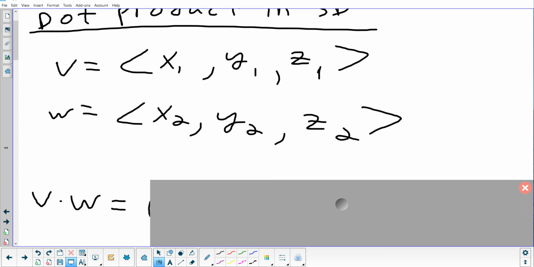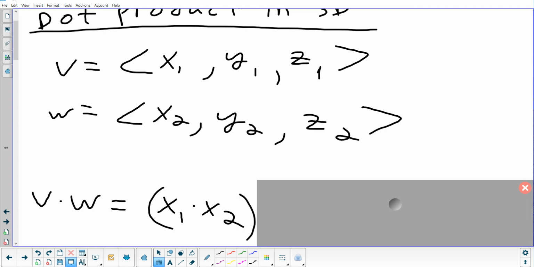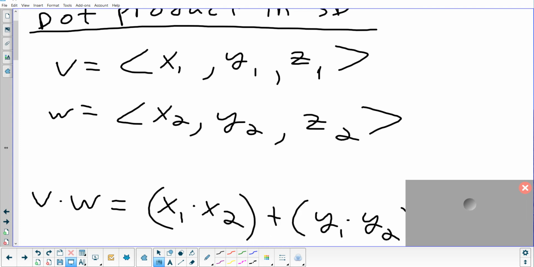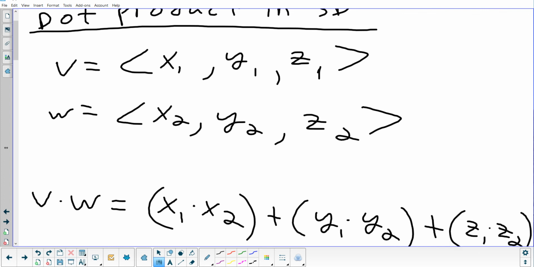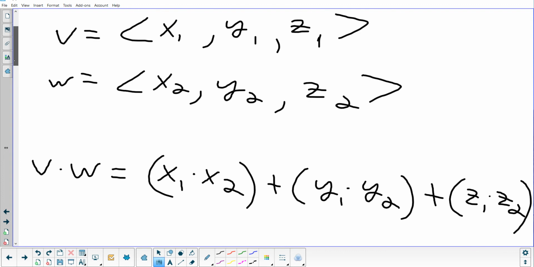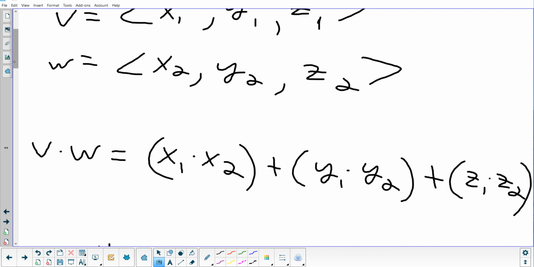Eli? Multiply the x's plus the y times the y plus the z times the z. Yeah. So yesterday, you multiplied the x's plus you multiplied the y's. Now you're going to extend it to be 3D. Plus, you now multiply the z's. And that's how you do a dot product in 3D.